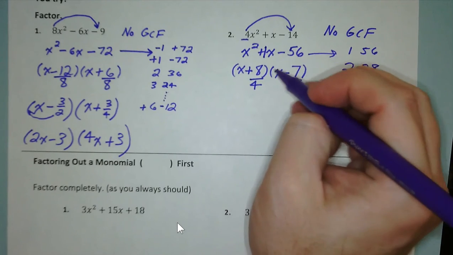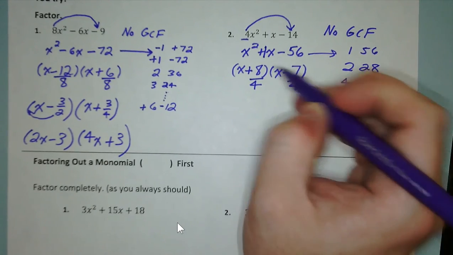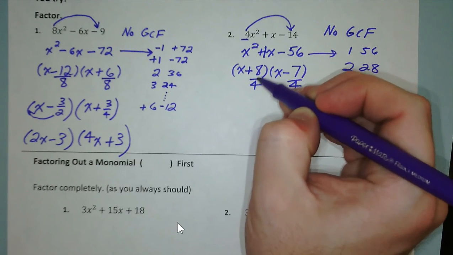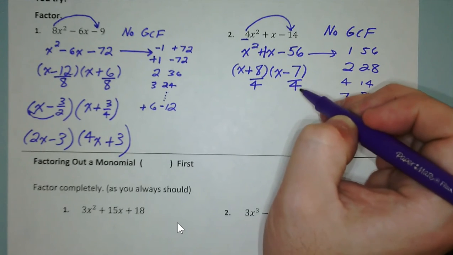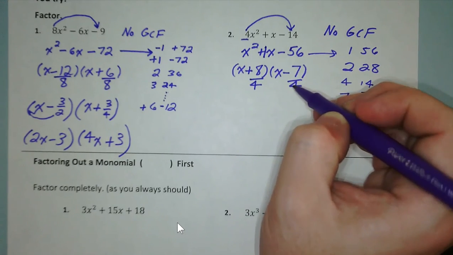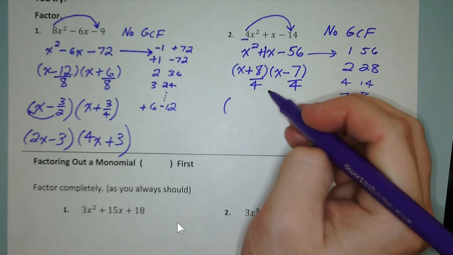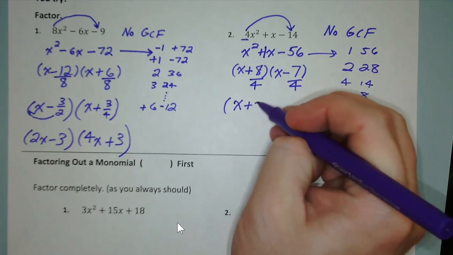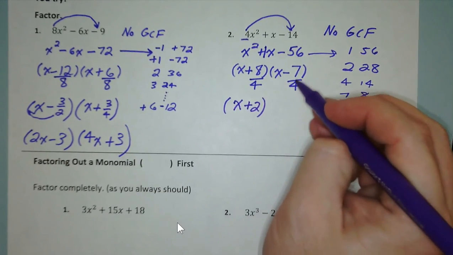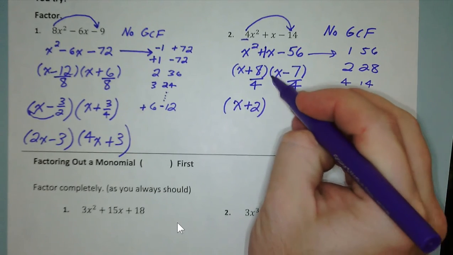And then what happens next is we reduce either fraction if we can. 8 over 4 flat out divides cleanly. 7 over 4 actually doesn't reduce at all. If you want to make this 2 over 1, whatever, but it's just going to be 2. So x plus 2, that happens. And then this couldn't reduce at all, so this 4 gets bumped up.